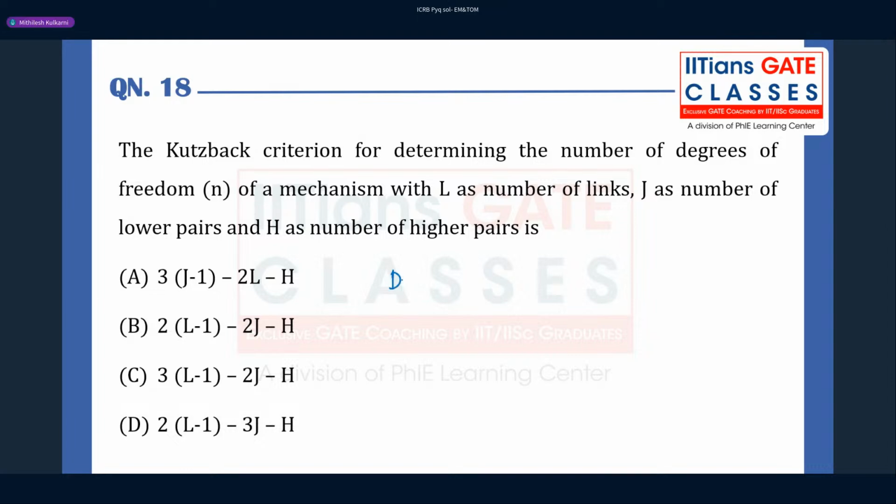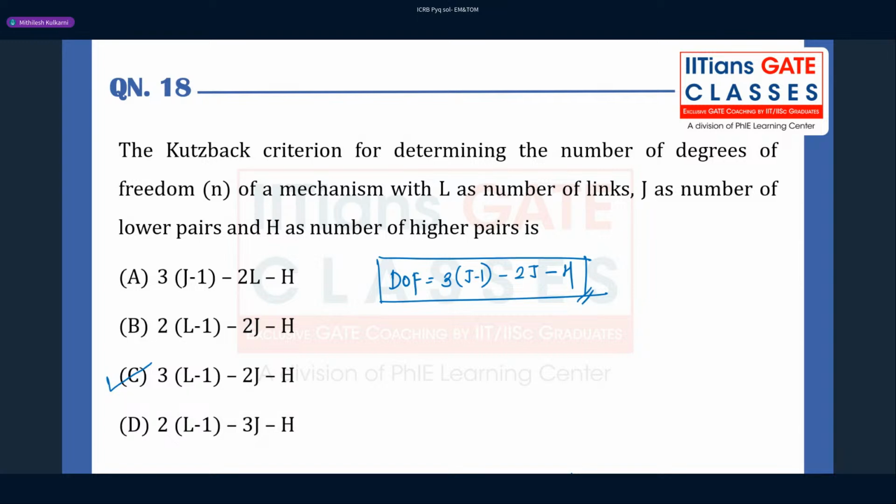degrees of freedom can be calculated as 3 times (L minus 1) minus 2 times J, the number of pairs with 1 degree of freedom, so that is, you can call it a lower pair, minus H, the number of pairs with 2 degrees of freedom, so higher pairs. This is the formula we have for the Kutzbach criterion. So looking into the options, option C looks correct.